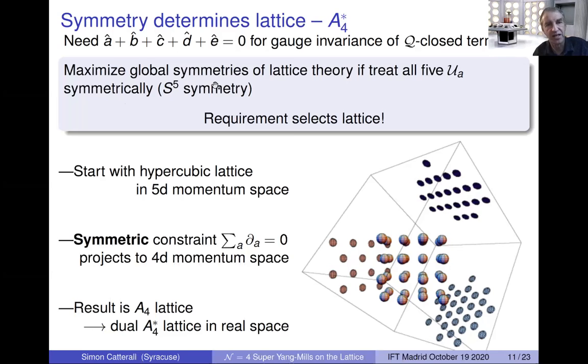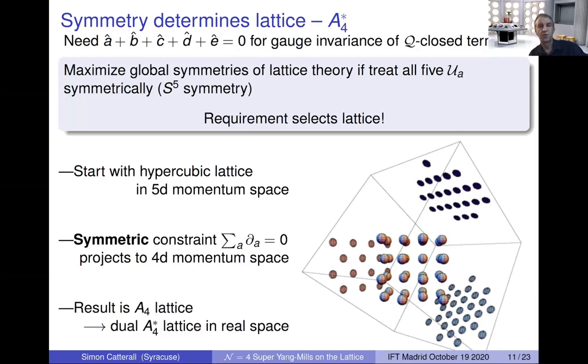It's clearly a good idea to maximize the global symmetries of the lattice theory by treating all 5 U_a equivalently. That will give you a point group symmetry of the lattice, which is S5, bigger than the usual rotational symmetry of a hypercubic lattice. That's a good thing from the point of view of counterterms too. So these requirements basically select a unique lattice, which is called A4 star.